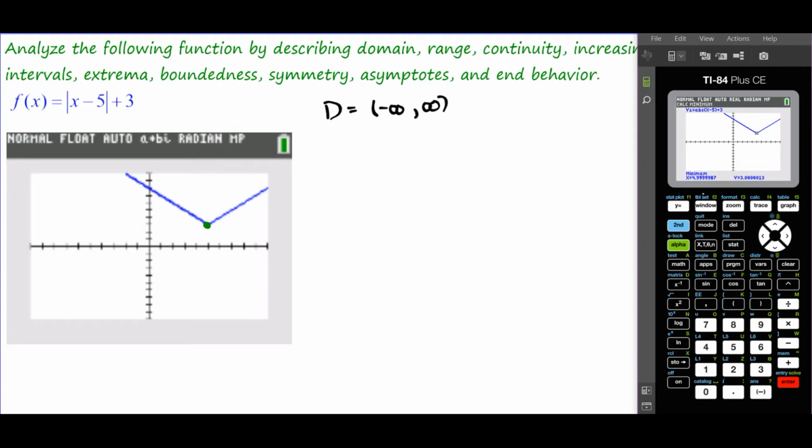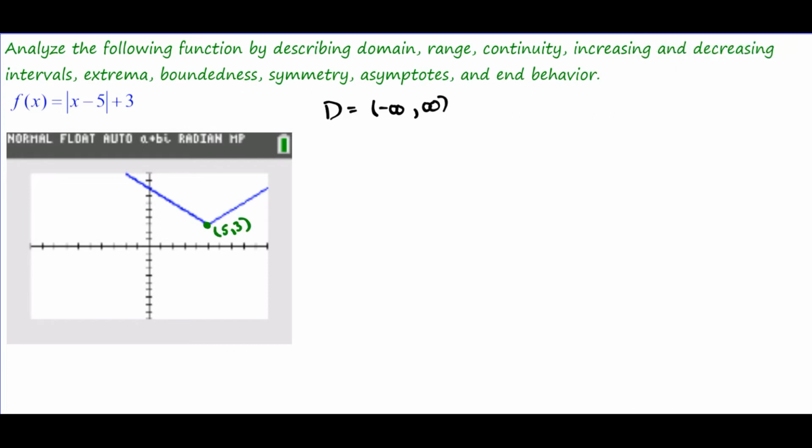So here we're seeing that our minimum point is the point 5, 3. So that means my y values start at a value of 3 and go up forever. So then my range is going to be from 3 to positive infinity. This is a continuous graph. We can trace it without lifting up our pencil. So we can just say this is continuous over its whole domain. So it's continuous from negative infinity to positive infinity.